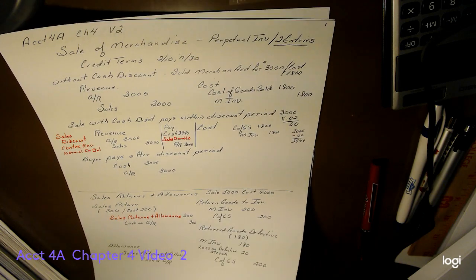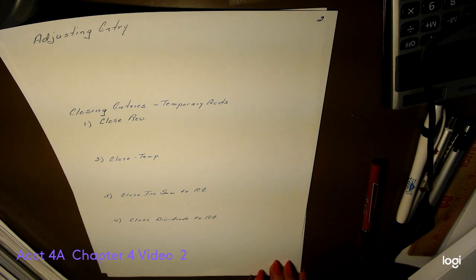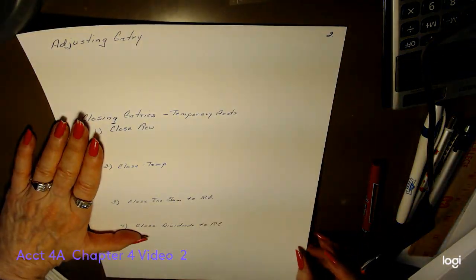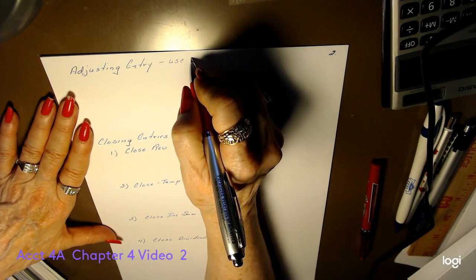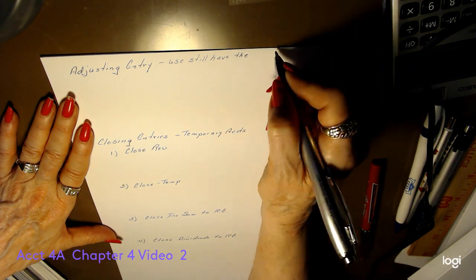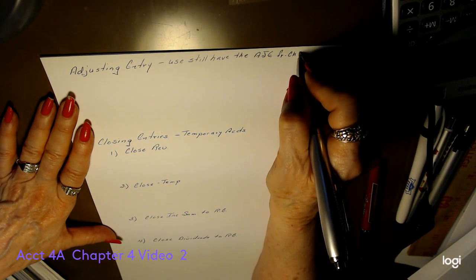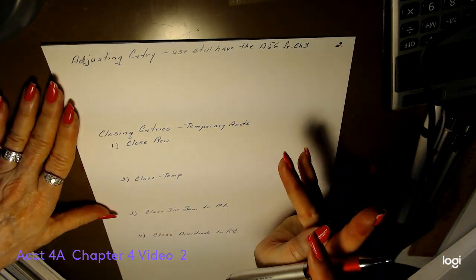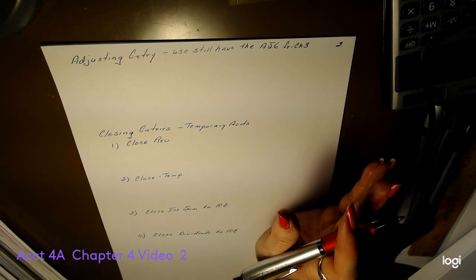Okay, so that kind of leaves us towards the end of what happens. And one of the things that then transpires is this: adjusting entries. Okay, and I'm just going to write up here that you still have the adjusting journal entries from Chapter 3, but the special adjusting entry for a merchandiser is just basically usually one entry that we are making.